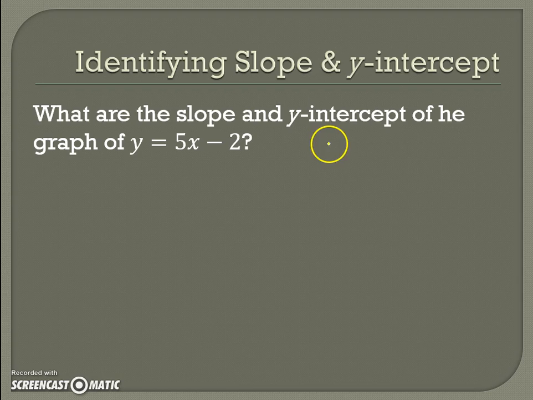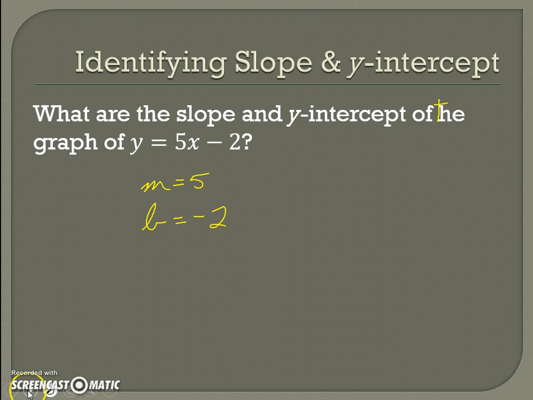What are the slope and y-intercept of the graph of y equals 5x minus 2? Well, the slope is that m value. So I would say m is equal to 5. It's whatever's paired with the variable. And then the y-intercept is b, and that's whatever this constant is. Now be careful, this is minus 2, and that minus goes with the 2, so the y-intercept is negative 2.